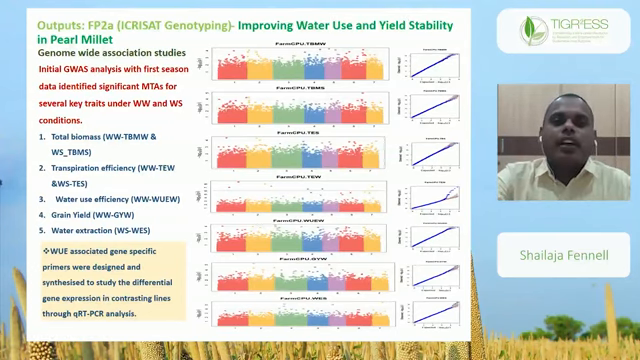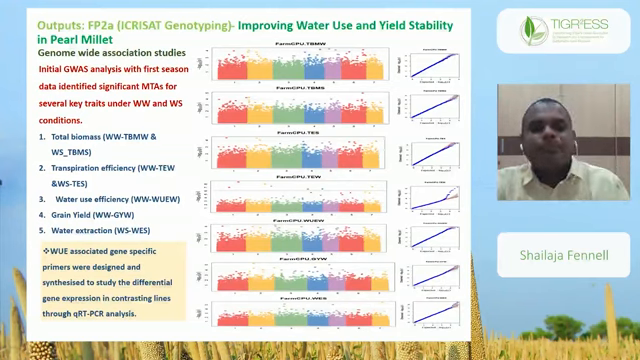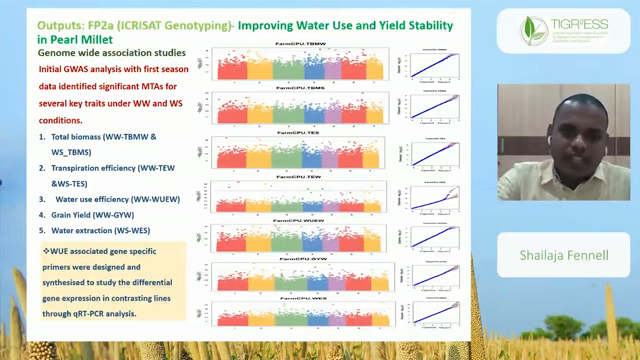The pearl millet GWAS work is conducted based on first season data, as I mentioned. Initial analysis revealed significant marker trait associations for key traits such as total biomass, transpiration efficiency, water use efficiency, grain yield, water extraction, etc. We also generated some gene-specific primers and synthesized these primers for qRT-PCR work.